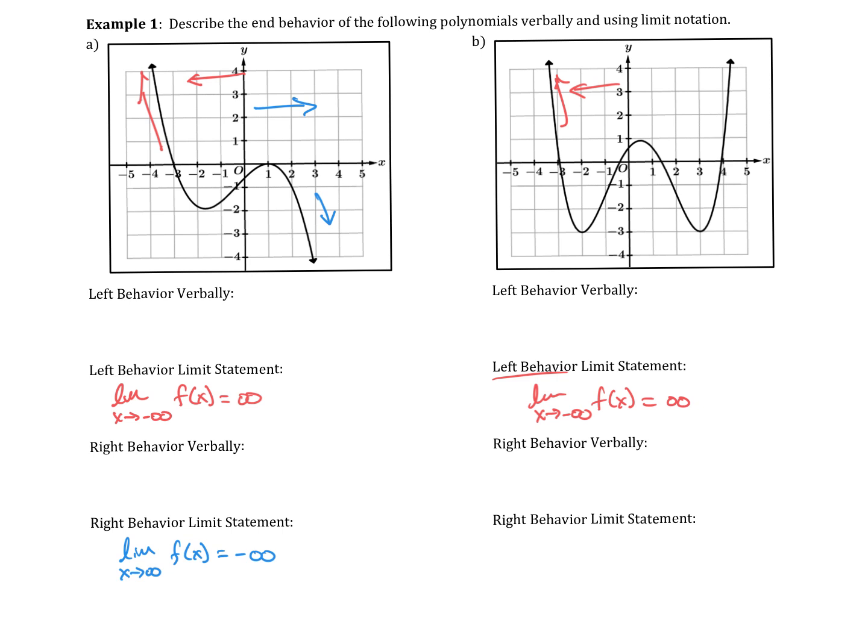Now let's do it for the right-hand behavior. Now we do a limit as x approaches infinity. As it moves to the right, which way is it moving? It's moving up, and we call that positive infinity. So the way we could read that last one is the limit as x increases without bound, my function also increases without bound. All right, cool.